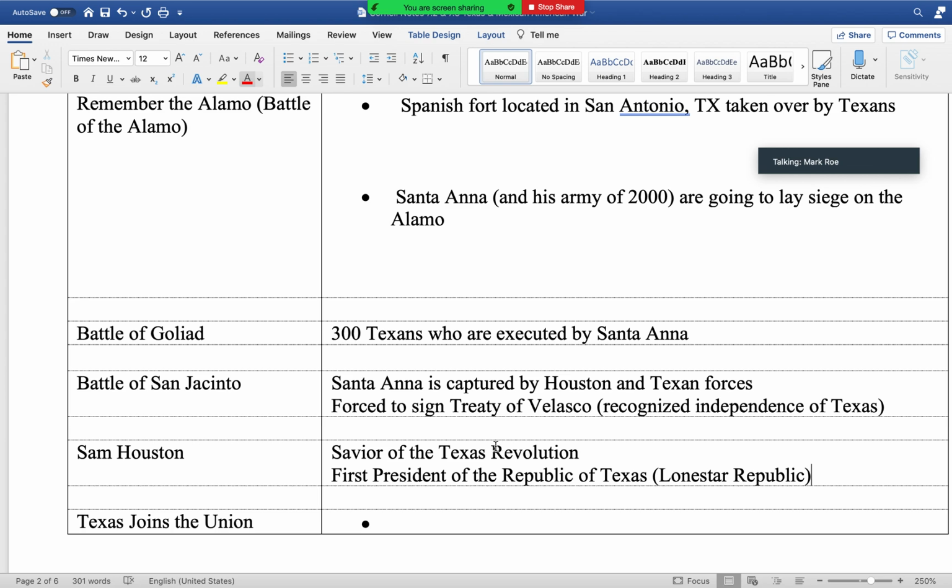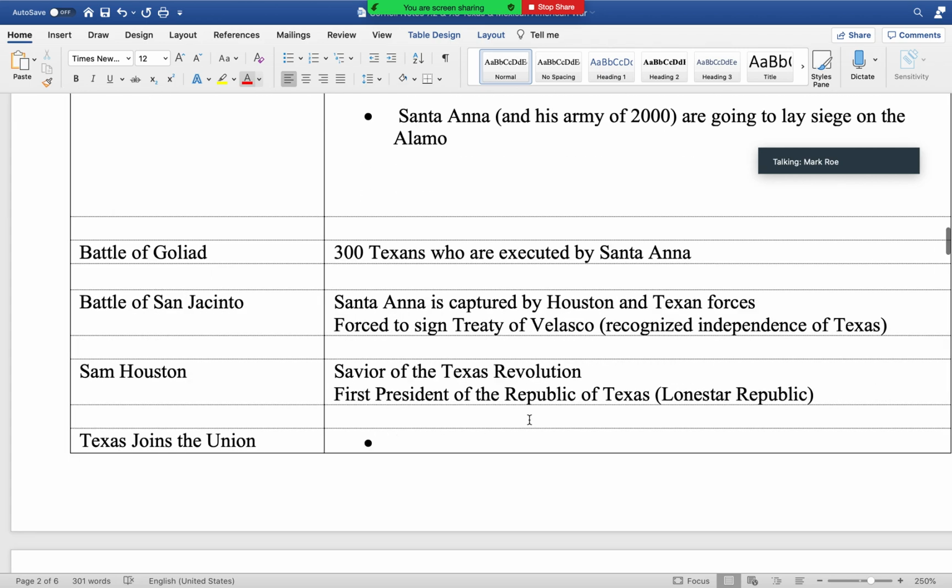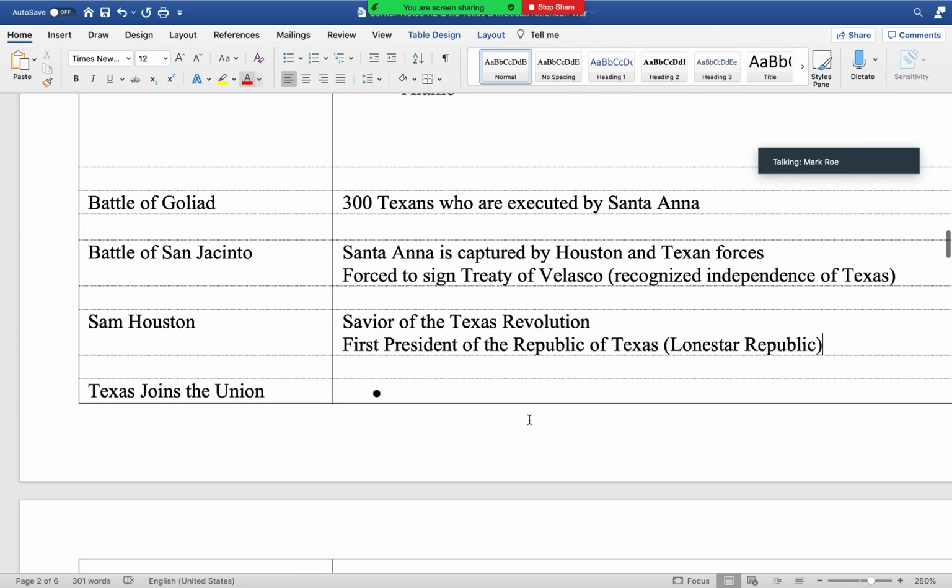So the next big topic is that Texas is independent. Texas has a very high population of, quote unquote, white people who were mostly American, originally from the United States. So this next thing, where it says Texas joins the Union: after Texas becomes an independent republic and wins its independence from Mexico, the next big topic is what we call annexation. Annexation simply means to bring into a larger union, such as the United States.